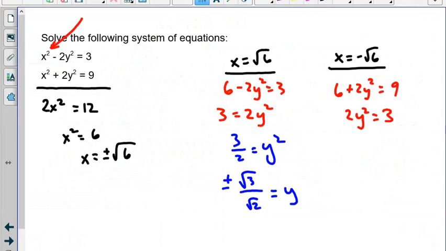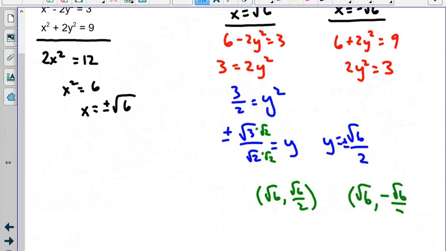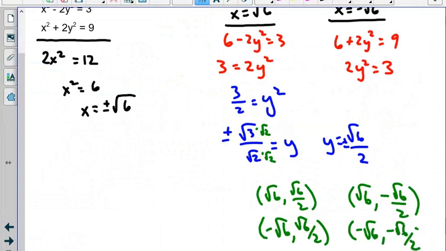And then most of the time we don't allow radicals in the denominator, so you have to multiply the top and bottom by the square root of 2. So y equals the square root of 6 over 2 plus or minus. Don't forget that plus or minus. So remember, this worked in both cases. So we're going to have 4 answers for this problem. Root 6, root 6 over 2, root 6, negative root 6 over 2, negative root 6, root 6 over 2, and negative root 6, negative root 6 over 2.